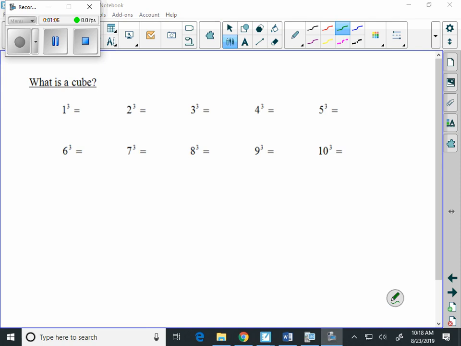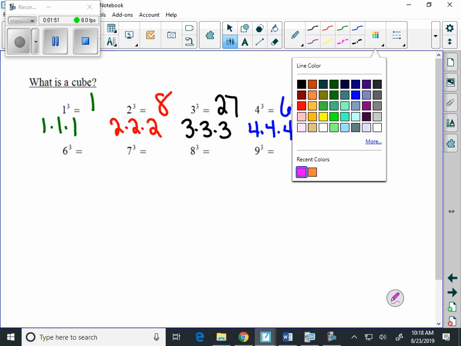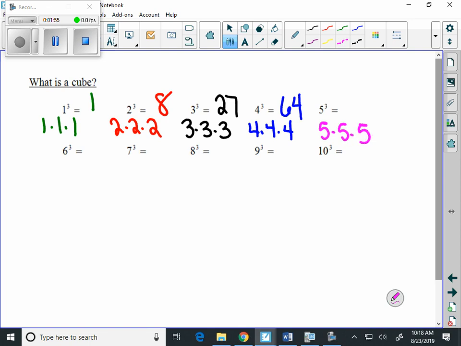Well, 1 cubed is 1 times 1 times 1, which is 1. 1 is a perfect cube. 2 cubed is 2 times 2 times 2, which is 8. 8 is a perfect cube. 3 cubed is 3 times 3 times 3, which is 27. 27 is a perfect cube. 4 cubed is 4 times 4 times 4, which is 64. 64 is a perfect cube. 5 cubed is 5 times 5 times 5, which is 125. 125 is a perfect cube.